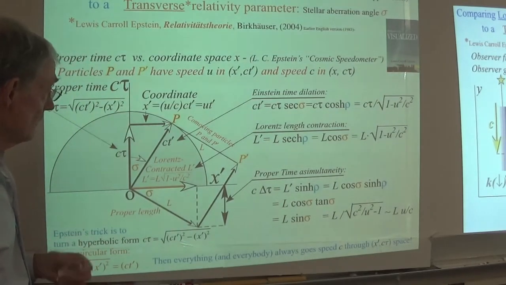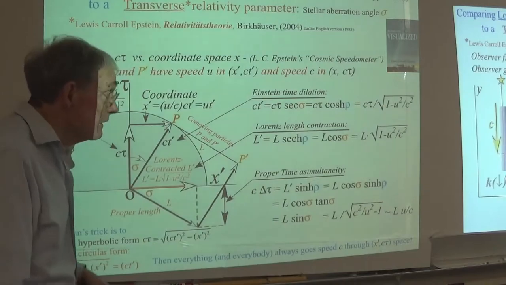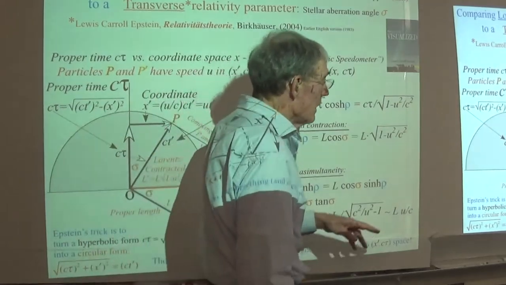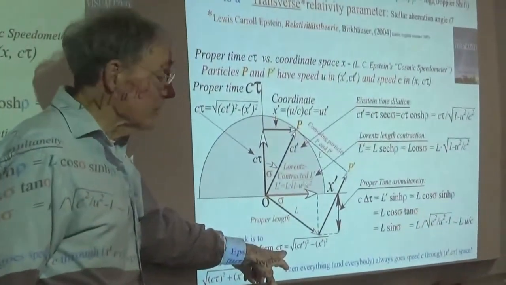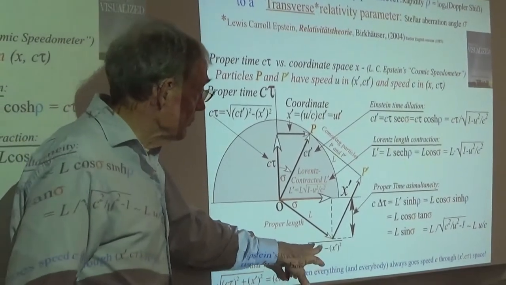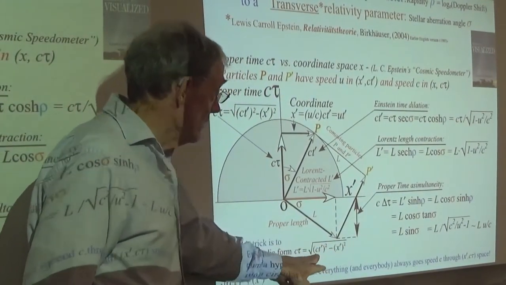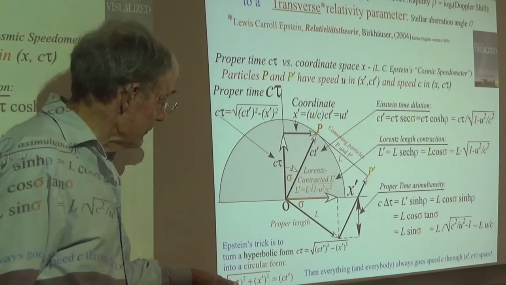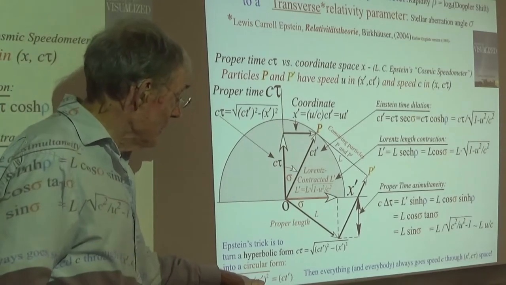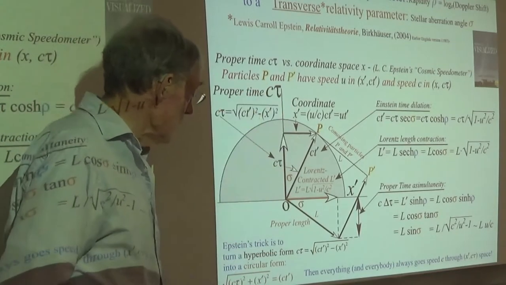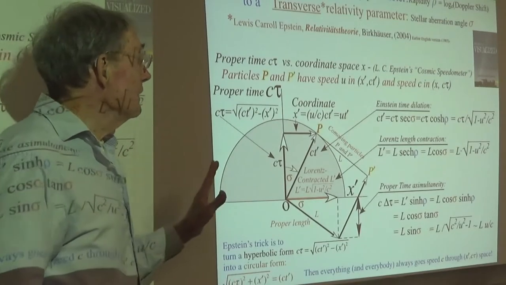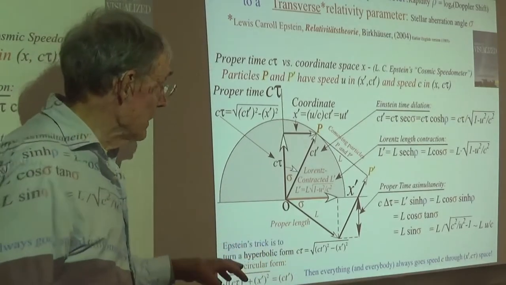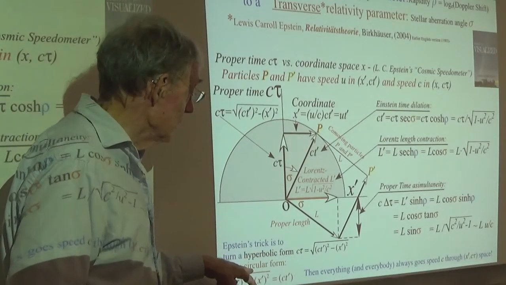But just the idea here, this is the trick being stated at the bottom of the screen right here. The trick is to turn a hyperbolic form for the proper time, which is a difference between time squared and space squared, into a Pythagorean form, where you have the proper time being plotted against the space thing. That's a big advantage if you want to do twin paradox geometry, and we'll talk about that later on, maybe on Wednesday.